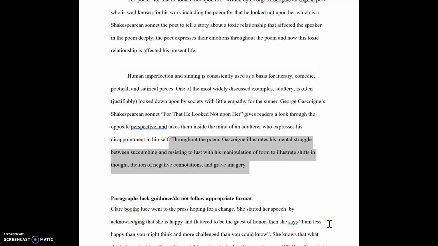So we know that this person in their essay is going to talk about the manipulation of form, right? So there's some sort of structure that we're playing with. Diction of negative connotations and grave imagery. So it's not just imagery, it's grave imagery. We're talking specifically about something that we're going to do. The reader of this particular essay, just from those first three sentences, knows exactly what's going to be discussed in the rest of this essay. There's a very clear direction. Every paragraph will relate to this sentence.